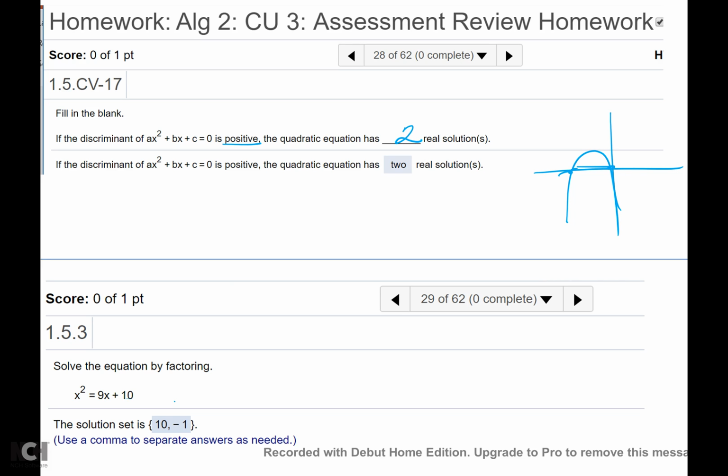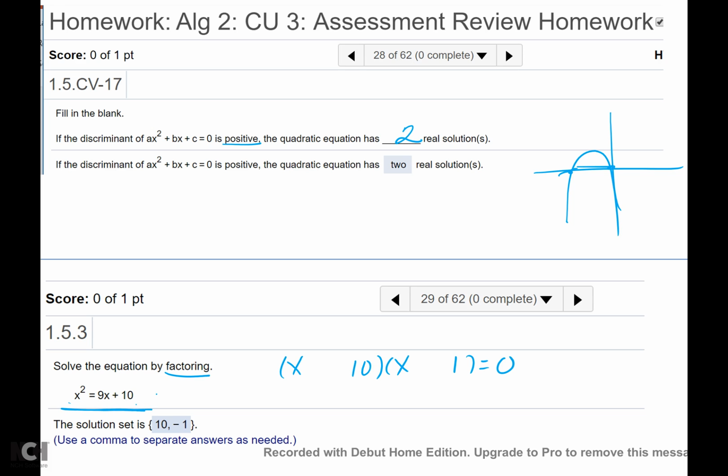Alright, solve by factoring. When a is 1, I absolutely love to factor because it's not hard. Factors of x squared that can multiply together to make x squared are x and x. Factors of 10, meaning 2 numbers that multiply to make 10 but add or subtract to make 9. Well, it would be 10 and 1.